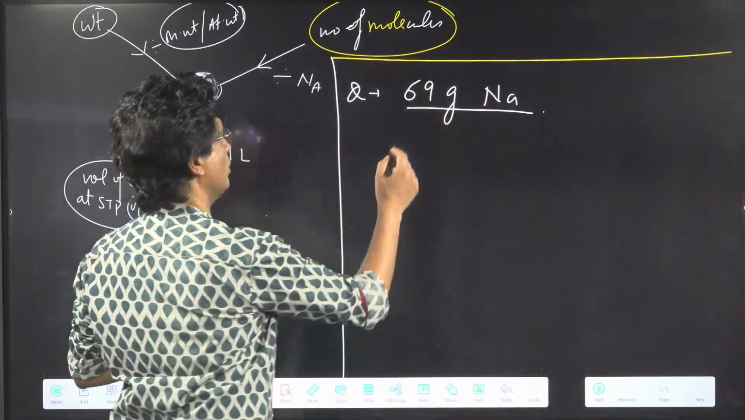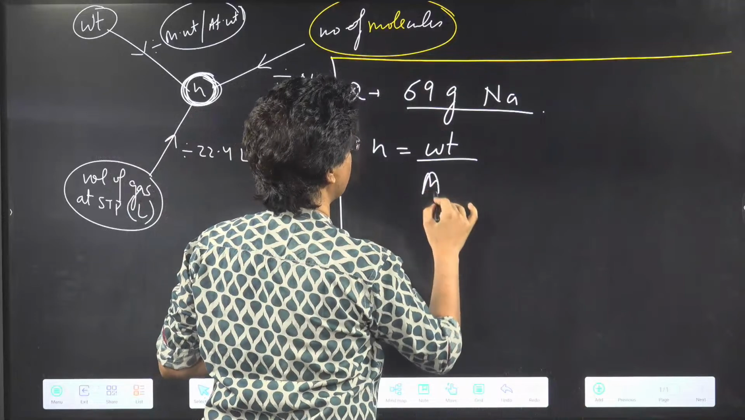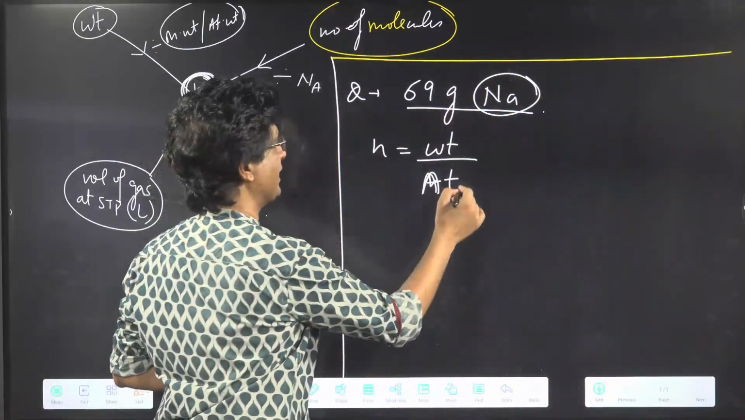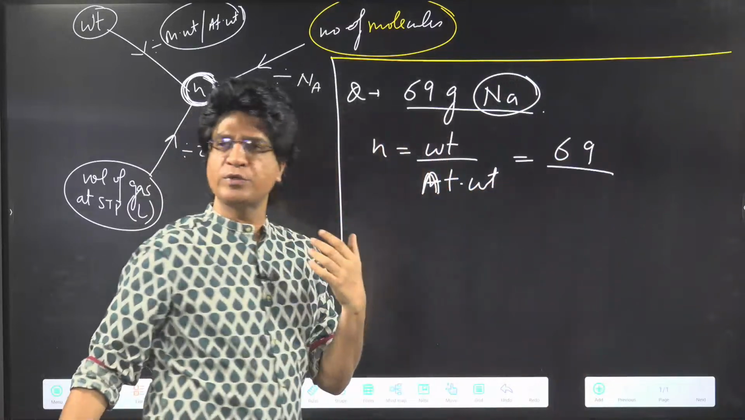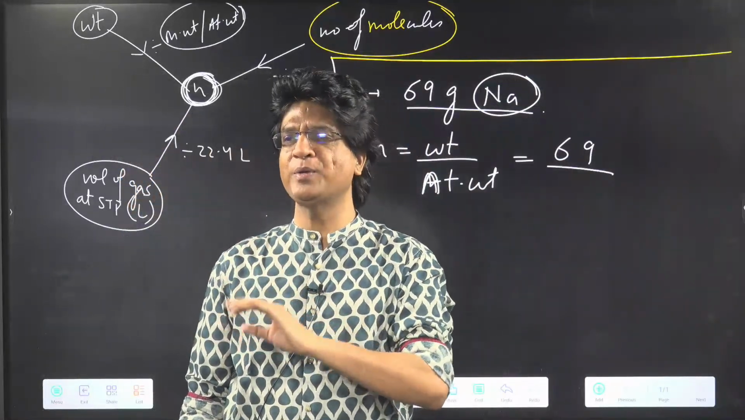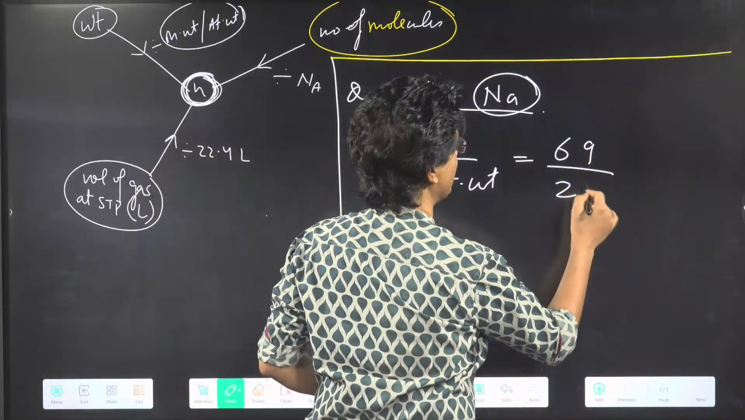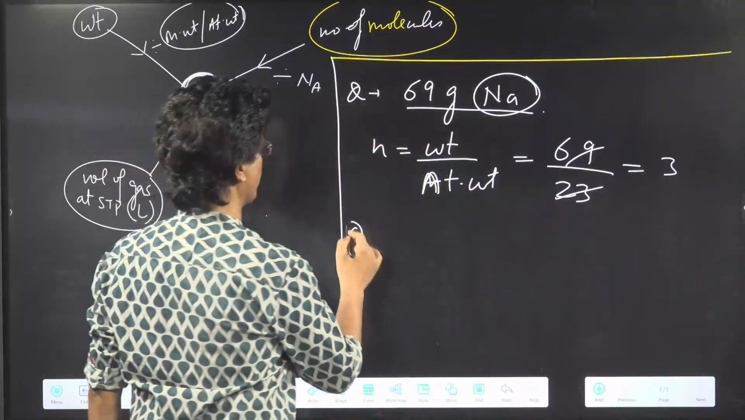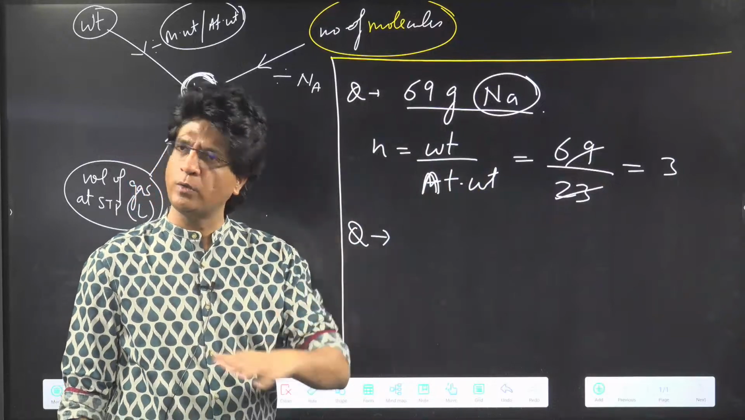See that, we know that the number of moles will be basically weight upon atomic weight, since sodium is an atom. So we'll divide by atomic weight: weight is 69 and the atomic weight of sodium is 23. If you do not know it, at least learn the atomic weights, at least up to calcium. So this will be divided by 23, and that will be 3. Okay, we'll do one more question. If they give you the weight of whatever entity, divide by molecular weight or by atomic weight as per the requirement.